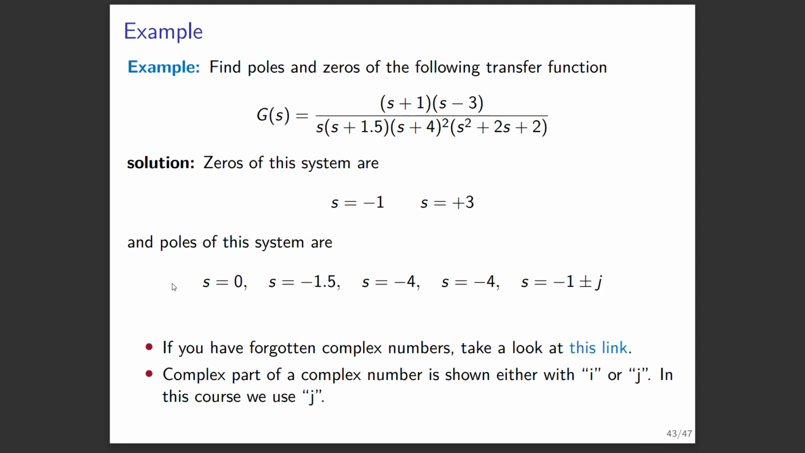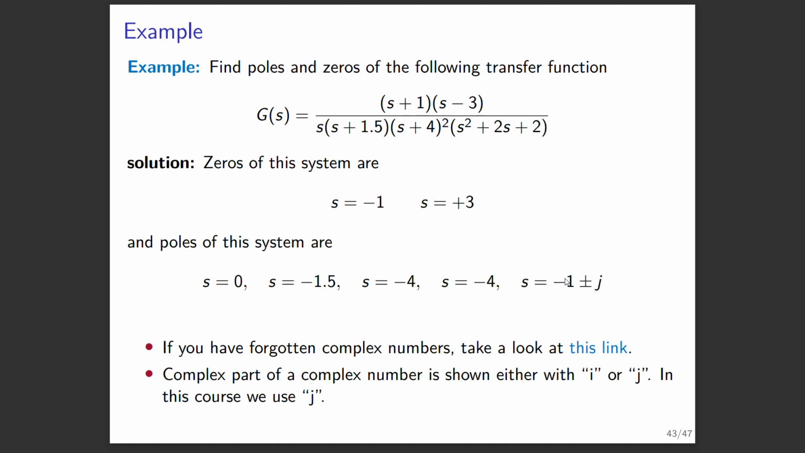What are the poles of the system? Well, the roots of the denominator are the poles of the system. So s equals 0, s equals negative 1.5, s equals negative 4 twice. Yes, we count them. We care about multiplicity. And then the roots of this quadratic equation, which are negative 1 plus minus j. So these are the poles of the system. I have 1, 2, 3, 4, 5, and 6. These are 2, negative 1 plus minus j. So I have 6 poles here.